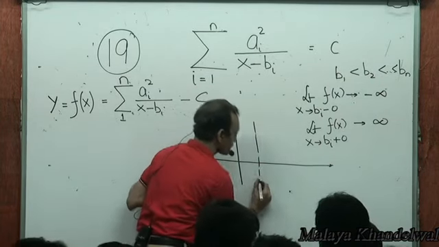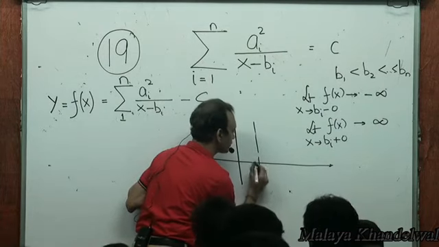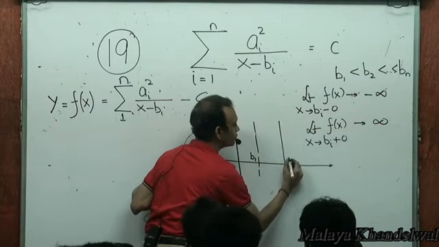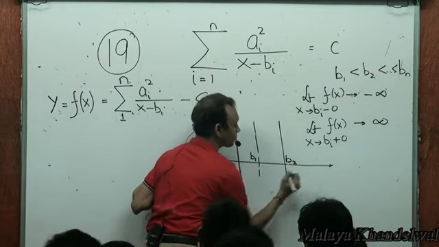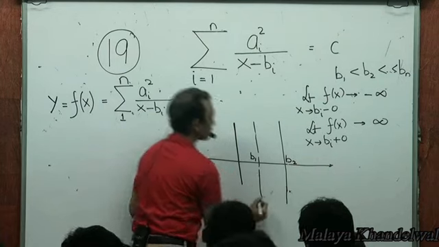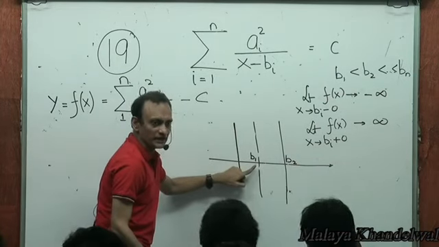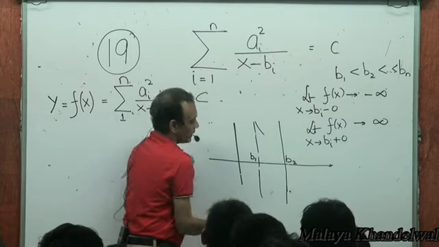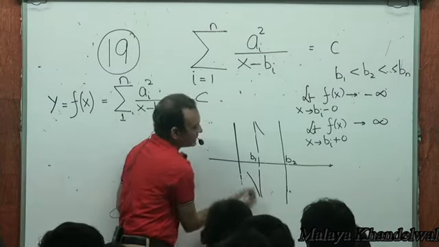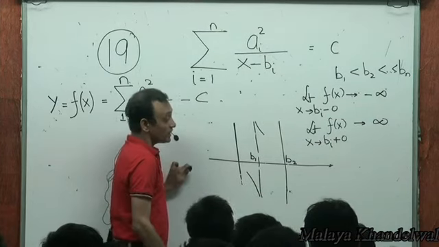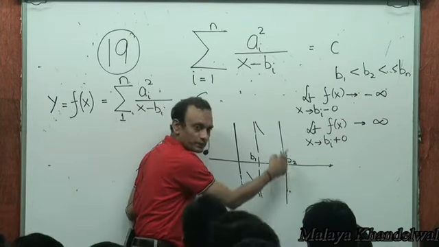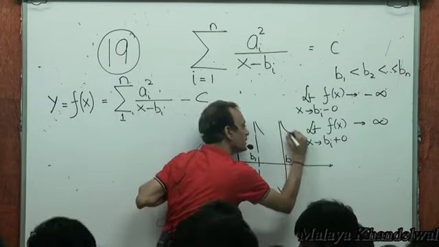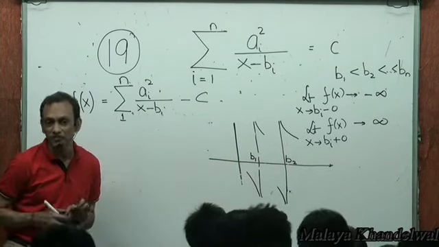Say this is some b1, and say this is some b2. All right. As x tends to b1 from the greater than b1 side, it tends to plus infinity. As x tends to b1 from the less than b1 side, it tends to minus infinity. As x tends to b2 from the less than b2 side, it tends to minus infinity. As x tends to b2 from the greater than b2 side, it tends to plus infinity.